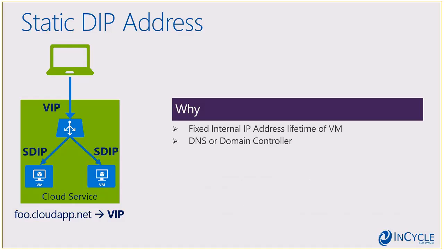The next form of IP address is the static or fixed IP address. You can think of it as a static DIP or static internal IP. Some scenarios where I would want to take advantage of a static DIP address would be if I want to maintain my own DNS or domain controller, or if I want to be able to shut down or deallocate my virtual machine and guarantee that it will have the same IP address. Again, static DIP addresses are not configured through the Azure management portal. You're going to have to do that through PowerShell or API.